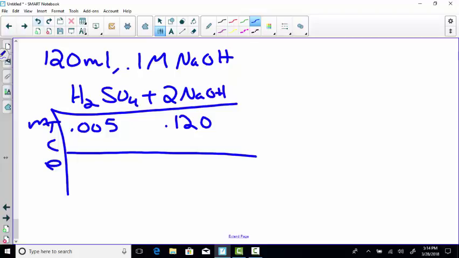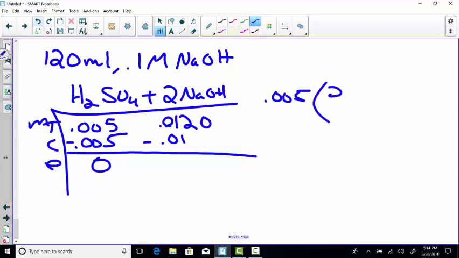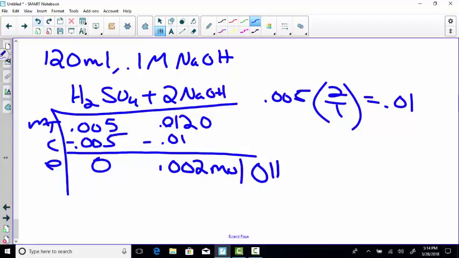Oops. This is going to be 0.012. Limiting, excess, this is going to decrease by 0.005, which gives me 0. And this is actually going to decrease by the same exact amount every single time. So this is going to decrease by 0.01 every time, because if you take 0.005 times the 2-to-1 mole ratio, you'll only get 0.01 every time. So this is 0.002 moles of OH minus.